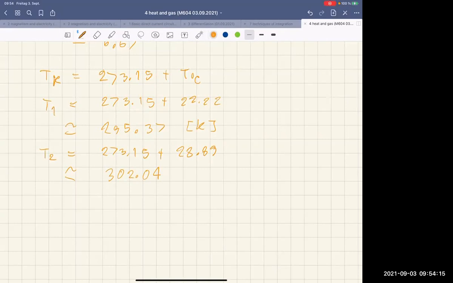273.15. Yes, it's correct here. Okay, it's the second temperature, and you get the difference, right? You want to find the difference, so delta T is equal to T2 minus T1, right? And it's equal to 6.69.